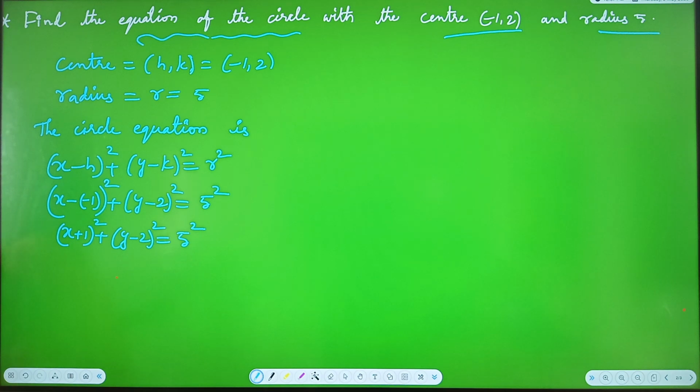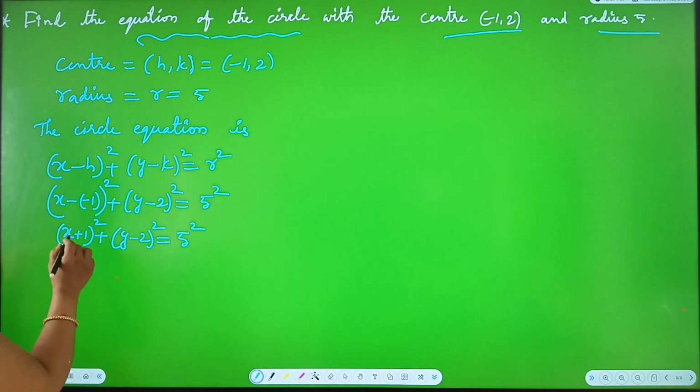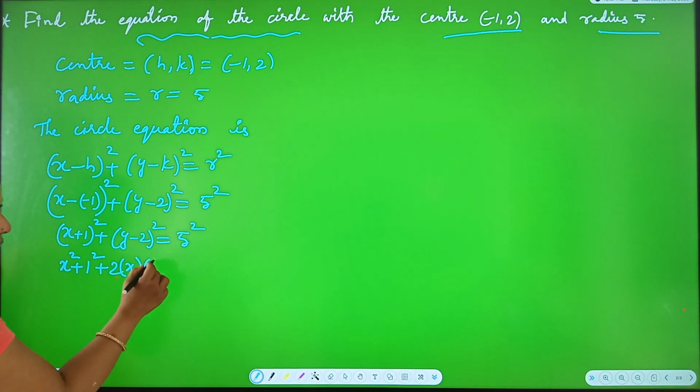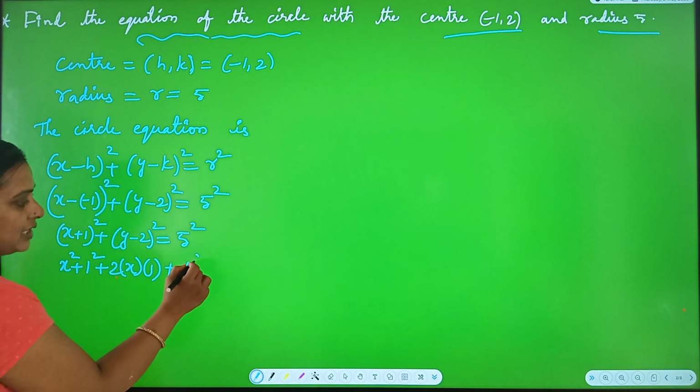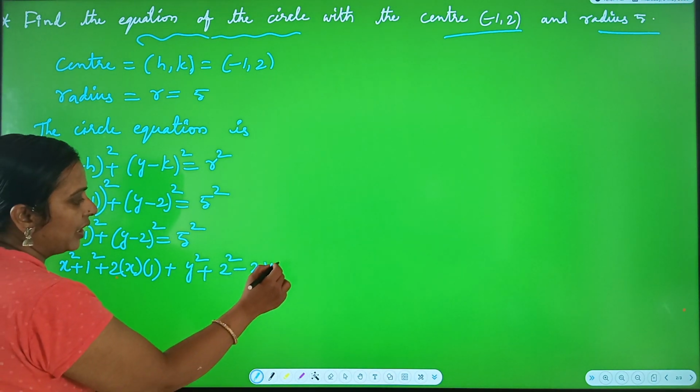Again recall the identities. Already I wrote them in the first problem: (a plus b) whole square and (a minus b) whole square. So x square plus 1 square plus 2 into x into 1, plus y square plus 2 square minus 2 into y into 2.